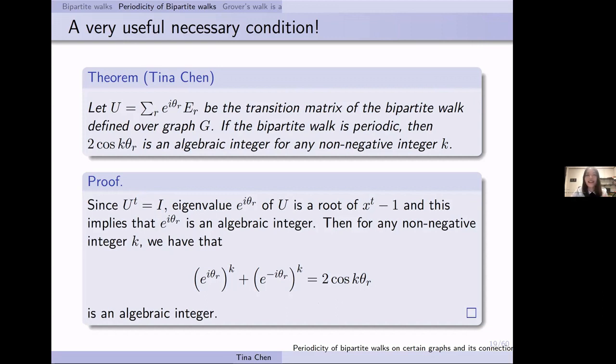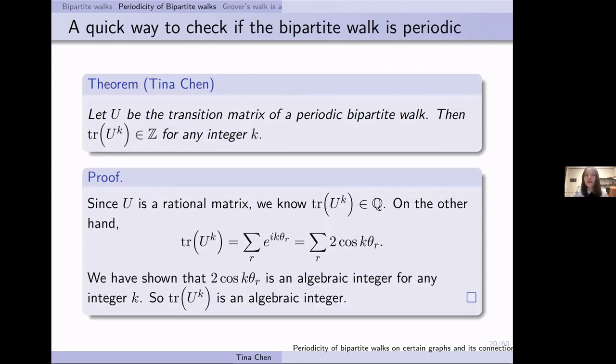And why I say it's a very useful condition is because I'm going to show you that, using just that condition, it gives us a very quick way to check if a bipartite walk is periodic or not. So if a walk is periodic, then the trace of U to the k must be an integer for any integer k.